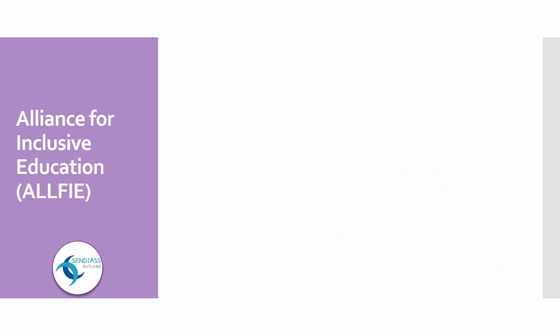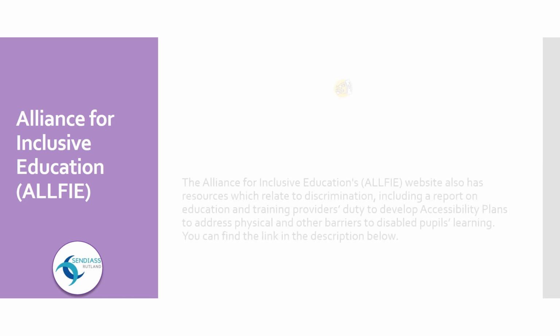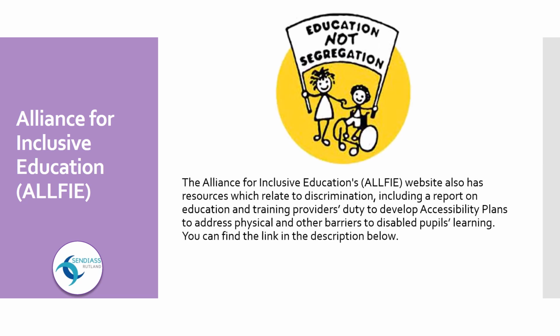Alliance for Inclusive Education, ALLFIE. The Alliance for Inclusive Education's website also has resources which relate to discrimination, including a report on education and training providers' duty to develop accessibility plans to address physical and other barriers to disabled pupils' learning. You can find the link in the description below.